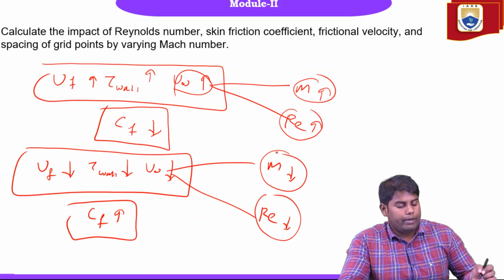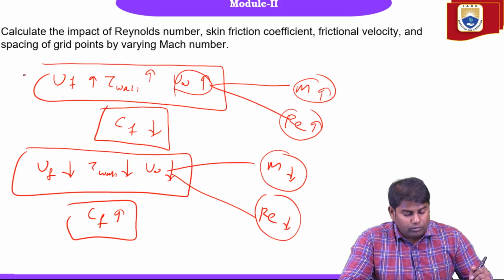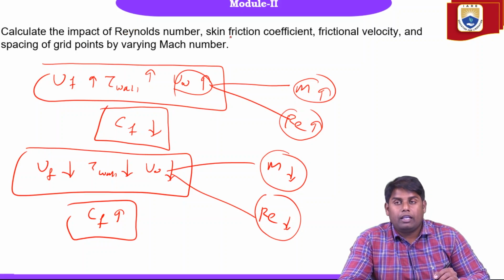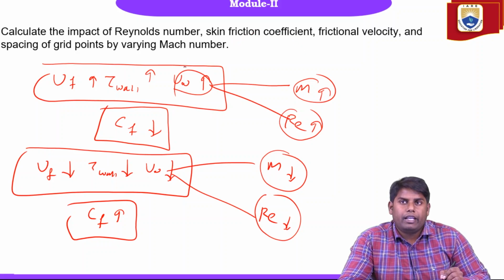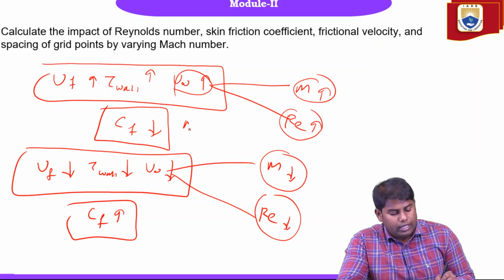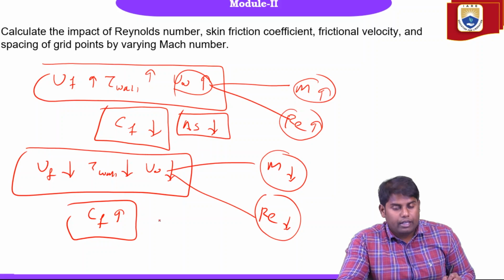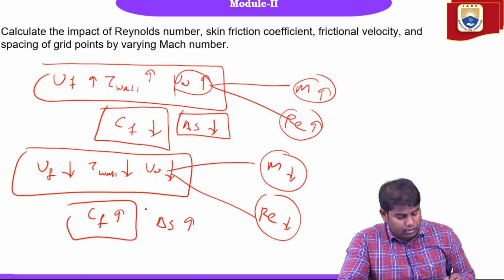So which is purely based on the free stream velocity. Fine. So this is the trend. We have calculated the impact of the Reynolds number, the skin friction coefficient, the frictional velocity, and the spacing. So here, when it comes to spacing, we need to add delta S value. As the UF value increases, since it is inversely proportional, this decreases. Okay, so here delta S increases.